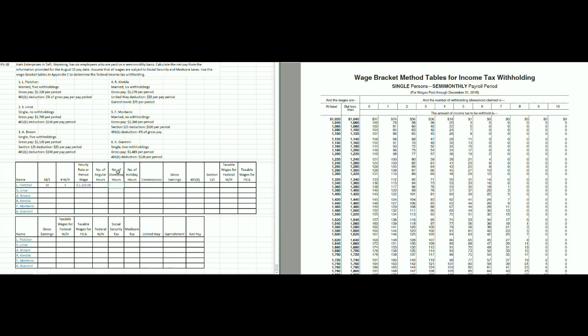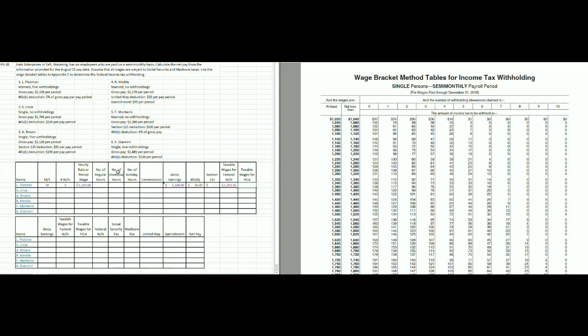L. Fletcher is a married employee with 5 withholdings and has gross pay for the pay period of $1,320. We do not have any worries about the hours, and we have no information that the employee has commissions, so our gross earnings for the period is $1,320. Fletcher contributes 2% of gross pay to the 401k, so we will take gross pay times 0.02. L. Fletcher does not have any deductions for Section 125. Therefore, our taxable wages for federal withholding will be gross less 401k.